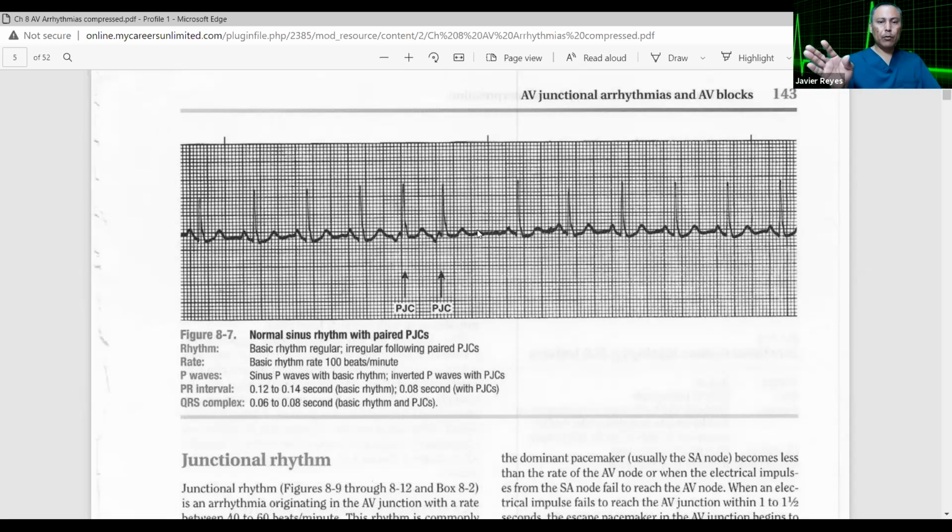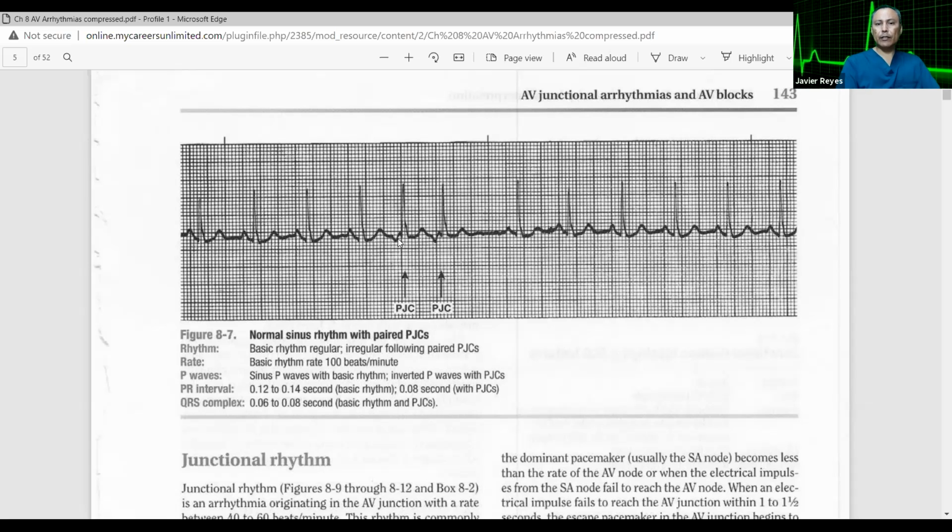So you know a junctional rhythm when you see a weird looking P wave. Very good. So that's a normal sinus rhythm with paired PJCs. Not just one, but paired. There's two. That means they're right next to each other. They could be trigeminy like the other ones, the PACs. They could occur every third or fourth beat or whatever. Then you call it bigeminy if it's every two beats, or trigeminy if it occurs after every third beat, and so on. But these are paired PJCs.